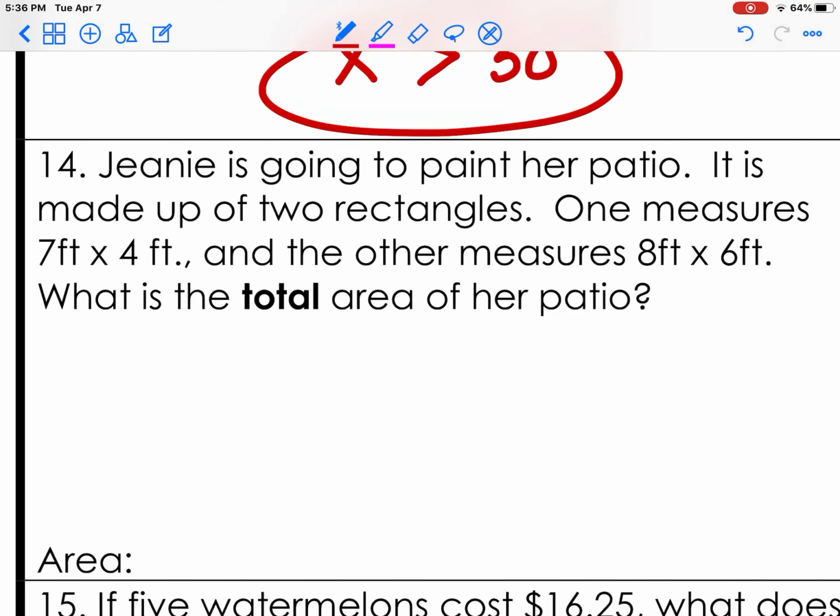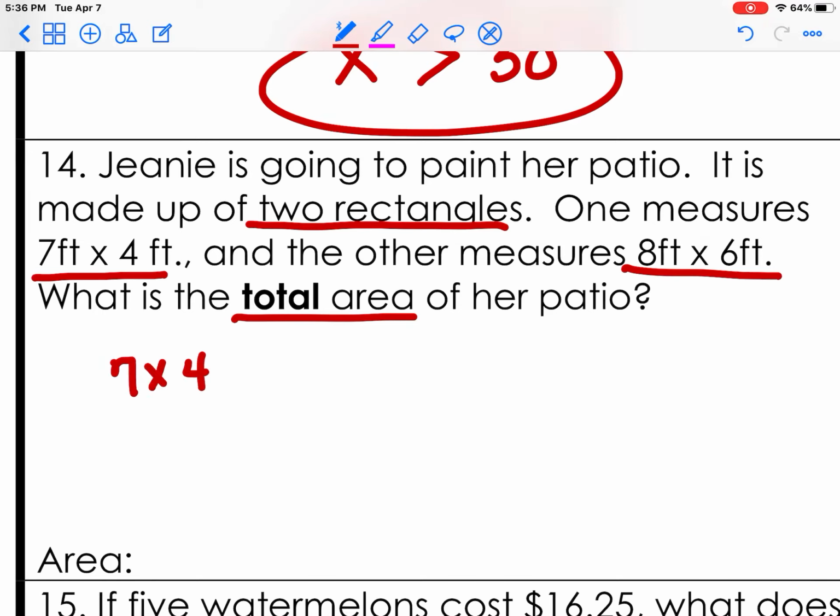Okay, number 14. Gina is going to paint her patio. It is made up of 2 rectangles. Keyword. One measures 7 feet by 4 feet, and the other measures 8 feet by 6 feet. What is the total area of her patio? So we've got 2 rectangles, one that is 7 by 4, and one that is 8 by 6. We can multiply both of those to find the area of each one. 7 times 4 is 28. 8 times 6 is 48.